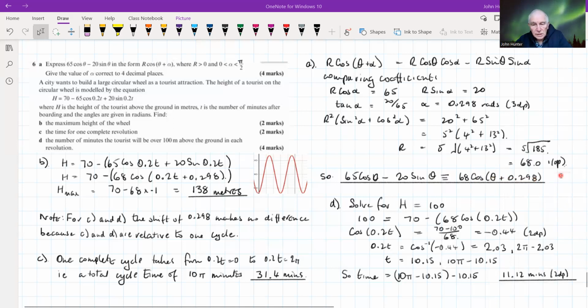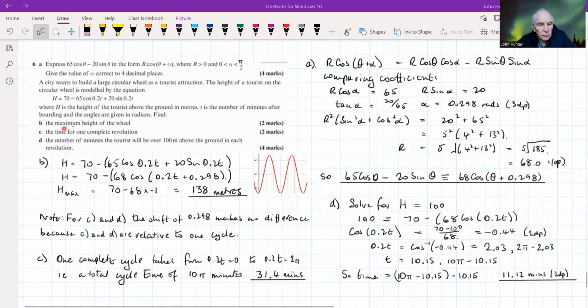Okay, so that is the linear transformation, or R formula, part of the question. Now it goes on to say a city wants to build a large circular wheel as a tourist attraction. The height of a tourist on the wheel is modeled by the equation h equals 70 minus 65 cos 0.2t plus 20 sine 0.2t, where t is the number of minutes after boarding. So t is in minutes and the angle's in radians.